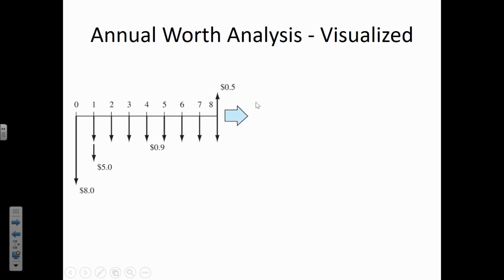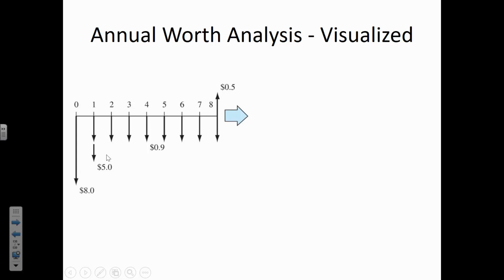So here's what we do in annual worth analysis. Now here's a sample cash flow. You'll notice that some of what's in this cash flow is already on an annual basis. And so it looks like we have an annual series where there are 8 annual payments of, let's assume these are millions, so 0.9 million. So 900,000 is repeating 8 times, so that's already an annual.